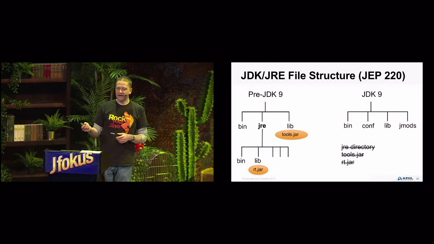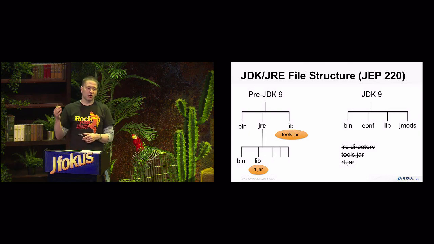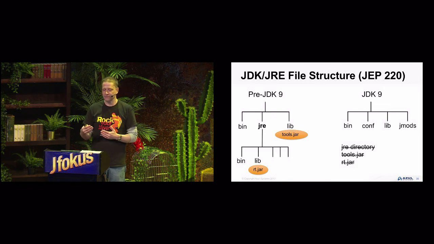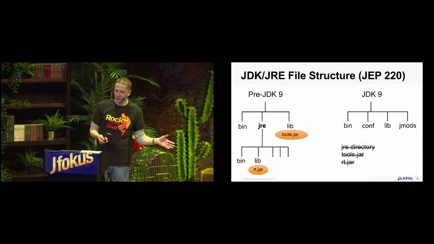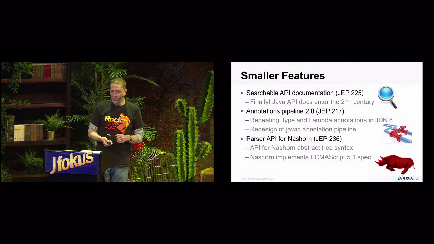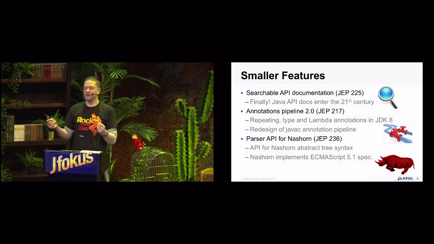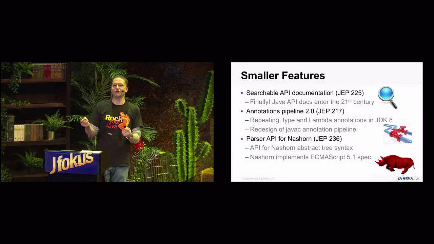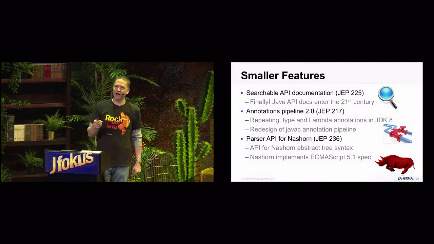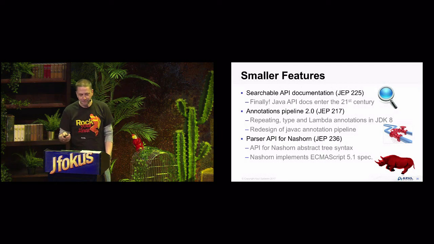Now that's been flattened out, so we now have one bin directory, a conf directory for all the things that potentially could be changed in terms of configuration, lib directory, jmods directory. JRE directory's gone away, tools.jar's gone away, rt.jar's gone away. Small little features, searchable API documentation. Can you believe that it's taken us over 20 years to get a search box on the Java docs? But anyway, that's my favorite feature in JDK 9.